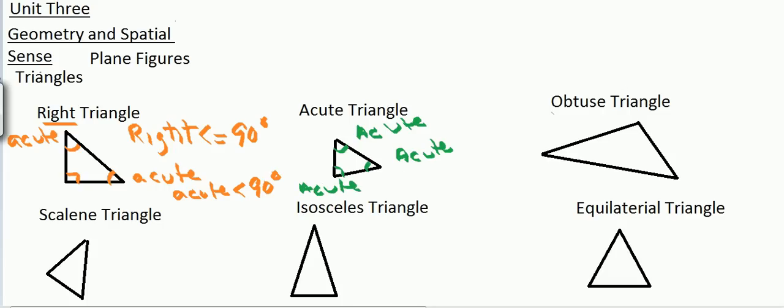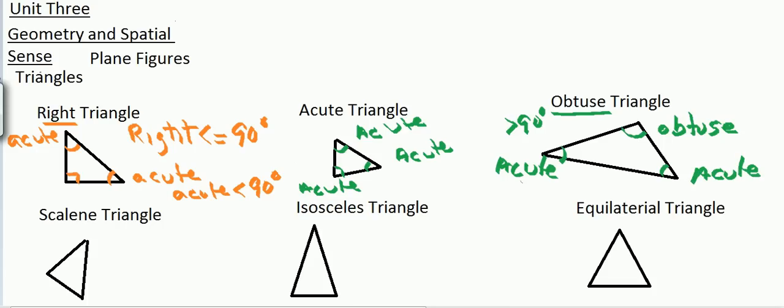And an obtuse triangle, obtuse means greater than 90 degrees, has an obtuse angle. An obtuse triangle has an obtuse angle greater than 90 degrees and two acute angles, which are both less than 90 degrees.